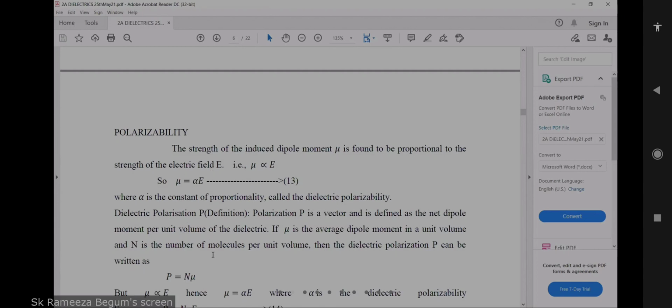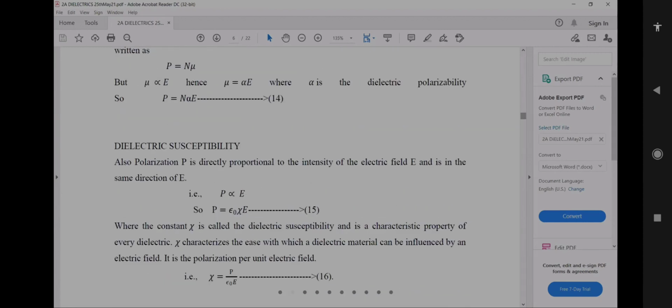When mu is equal to alpha E, you substitute this value. You will get P is equal to n into alpha E. This is the relation for dielectric polarization, where n is the number of molecules present per unit volume of the material, alpha is the proportionality constant called dielectric polarizability, and E is the electric field strength.